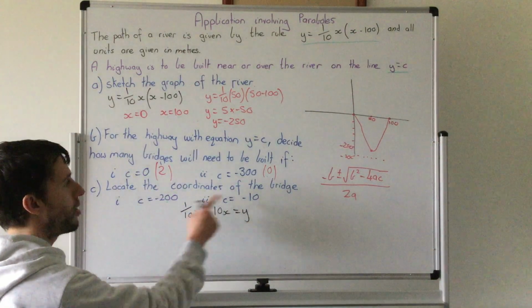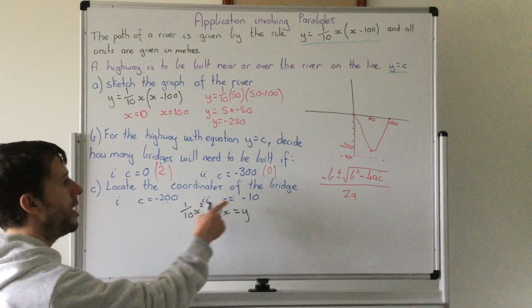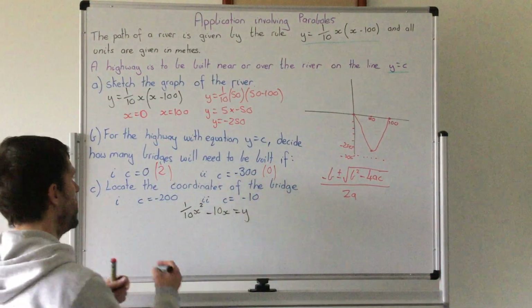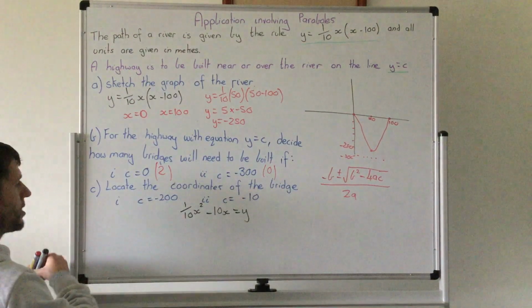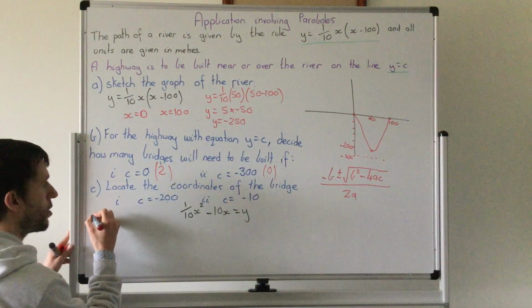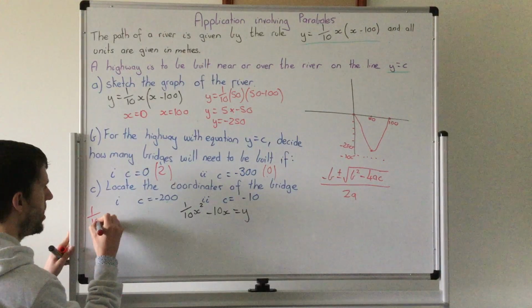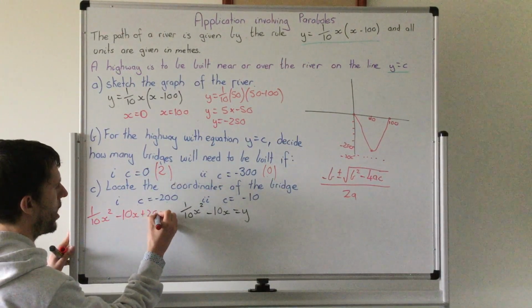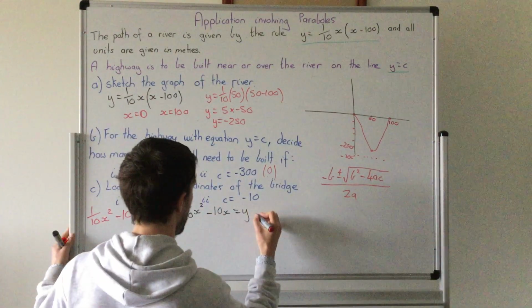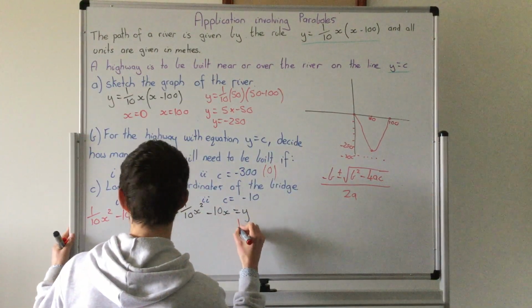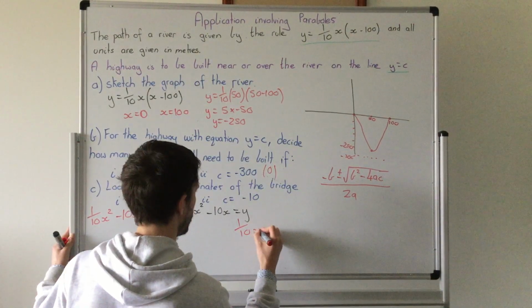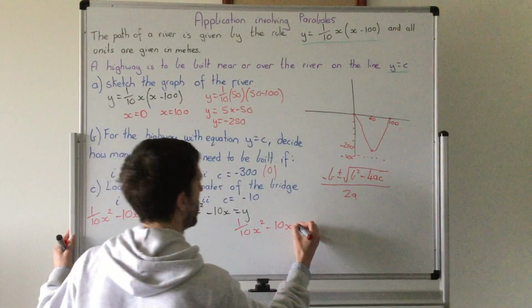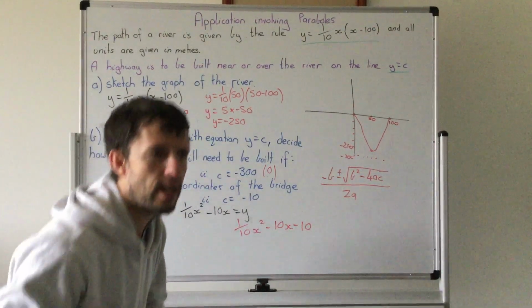Now, y in both of these cases, one of the times will be negative 200 and the other time will be negative 10. And when we take it to the other side, it becomes a positive. So I can write these equations as, for c equals negative 200, 1/10 x squared minus 10x plus 200, and in this case here, 1/10 x squared minus 10x plus 10. So those are our equations.